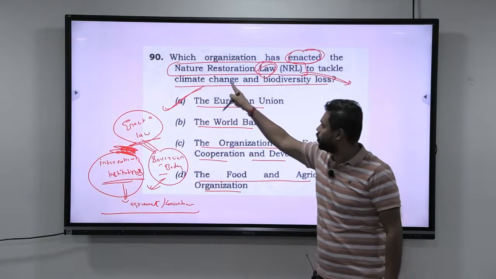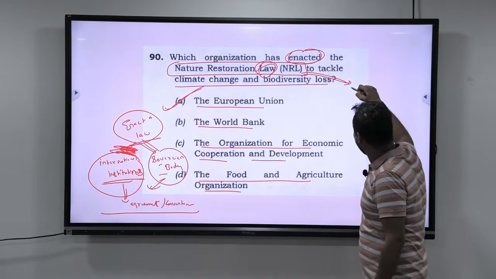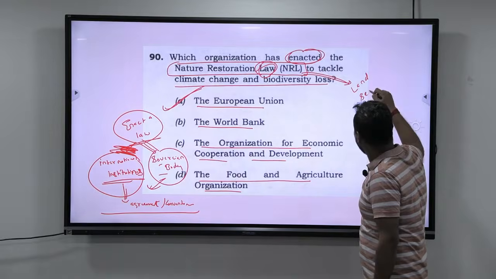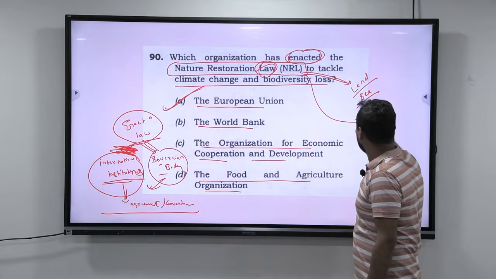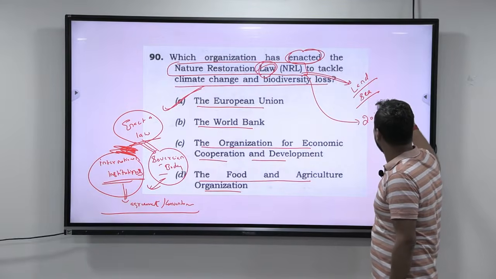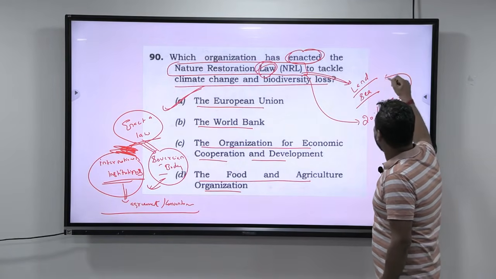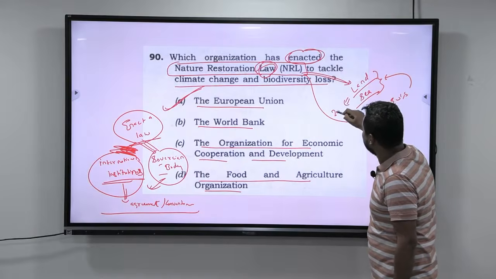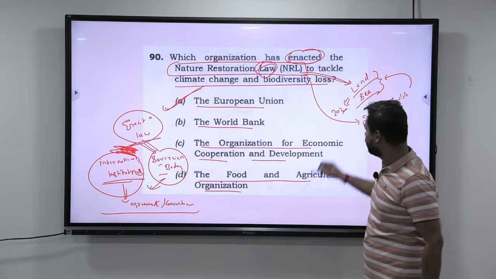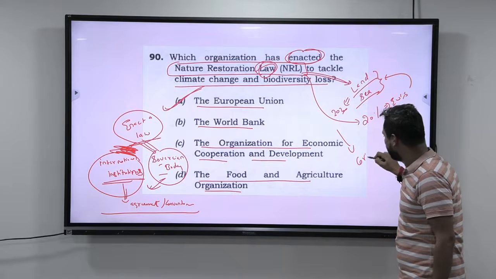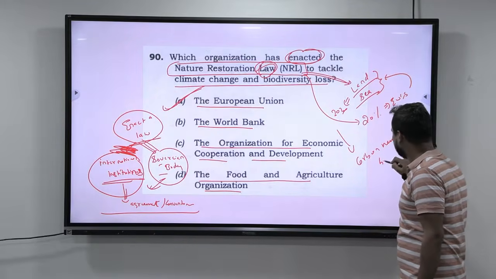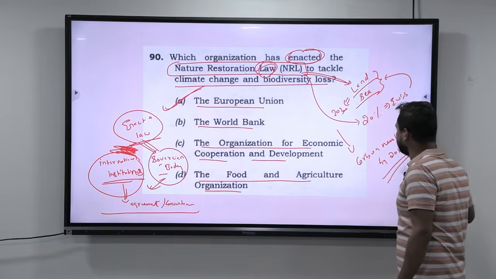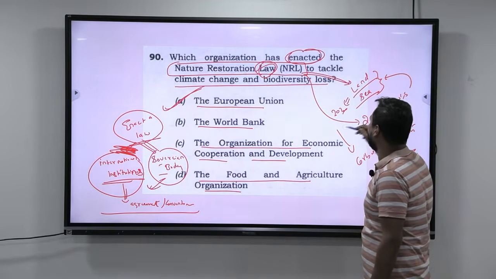A law to restore nature. Now that nature can be land also, the nature can be sea also. Second, if you take nature restoration law, they want to restore at least 20% of EU's land and sea area by 2030. Why this is very important is because they are following something called reaching carbon neutrality by 2050. So because of this, nature restoration law becomes very important.